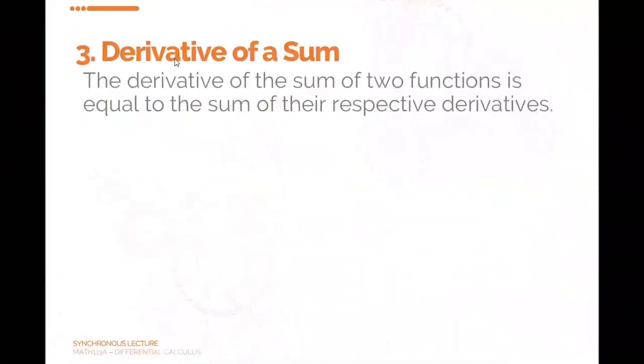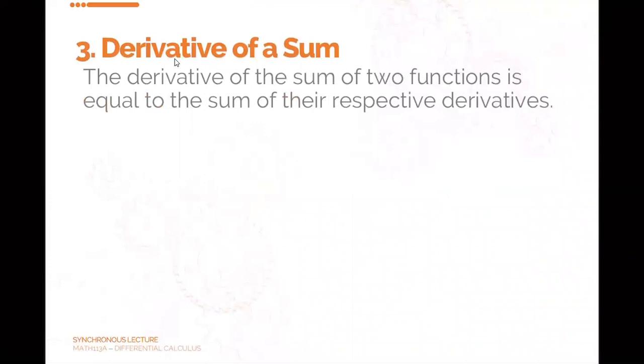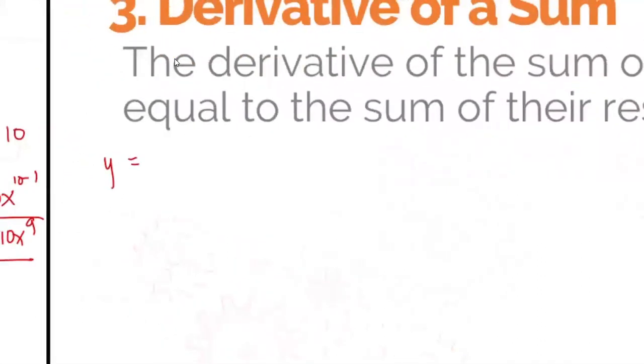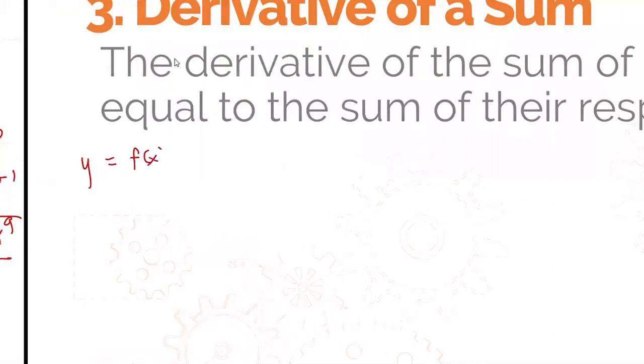Next, we have the derivative of a sum. So, the derivative of the sum of two functions is equals to the sum of their respective derivatives. Let's say, for example, we have y is equals to f of x is equals to, let's say our two functions are u plus v. Then we need to get the derivative of our variable in terms of x.